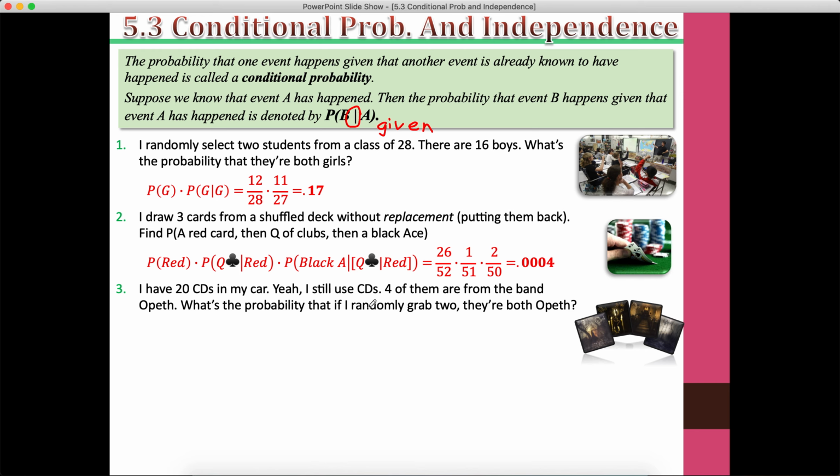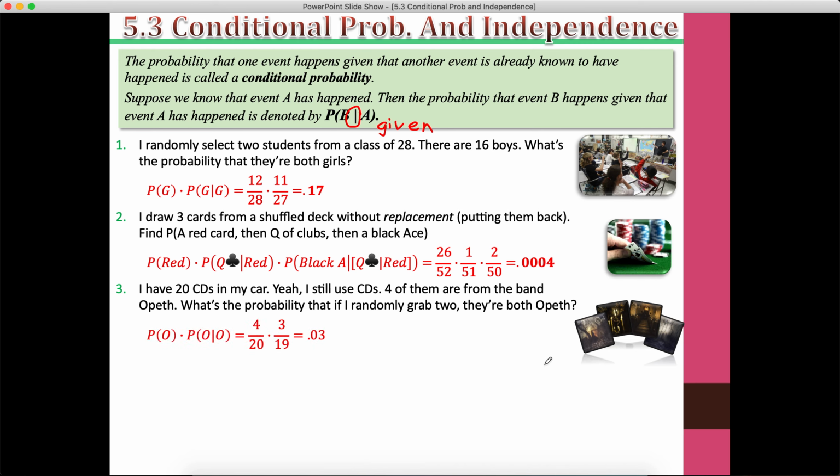So yes, I do still use CDs in my car. I have an old car, and 4 of them are actually from the band Opeth. Here's the 4 CDs I have. What's the probability that if I randomly grab 2 of them, they're both from this band Opeth?